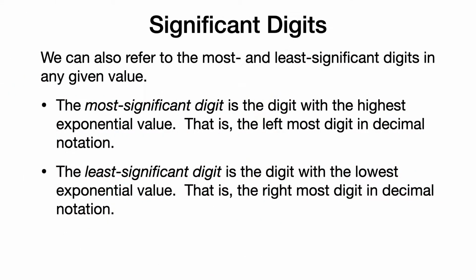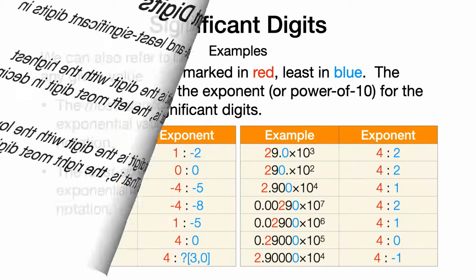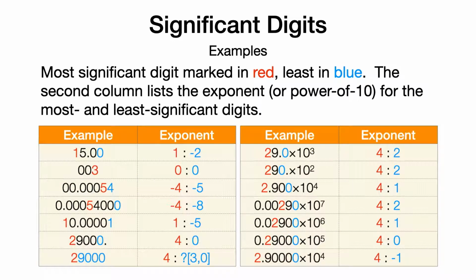Now, we can also refer to the most and least significant digits in any given value. All right, the most significant digit is the digit with the highest exponential value, that is, the leftmost digit in decimal notation. The least significant digit is the digit with the lowest exponential value, that is, the rightmost digit in decimal notation. So let's return to our examples. And for each of the examples we looked at before, we're marking the most significant digit in red and the least significant digit in blue.